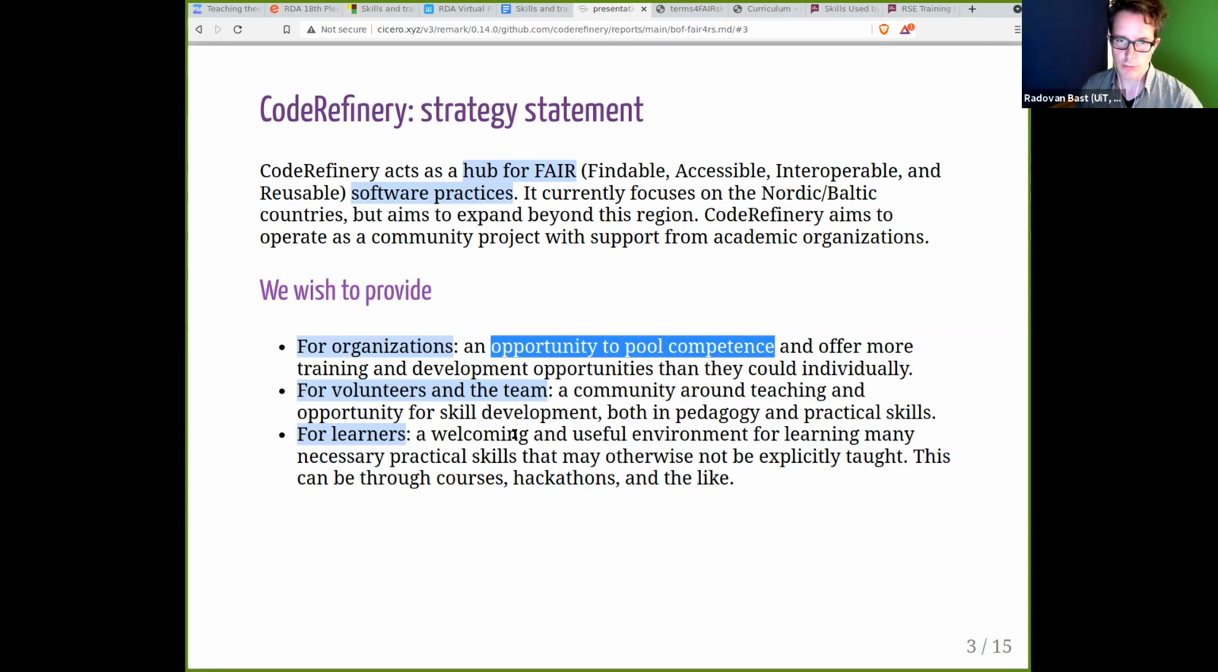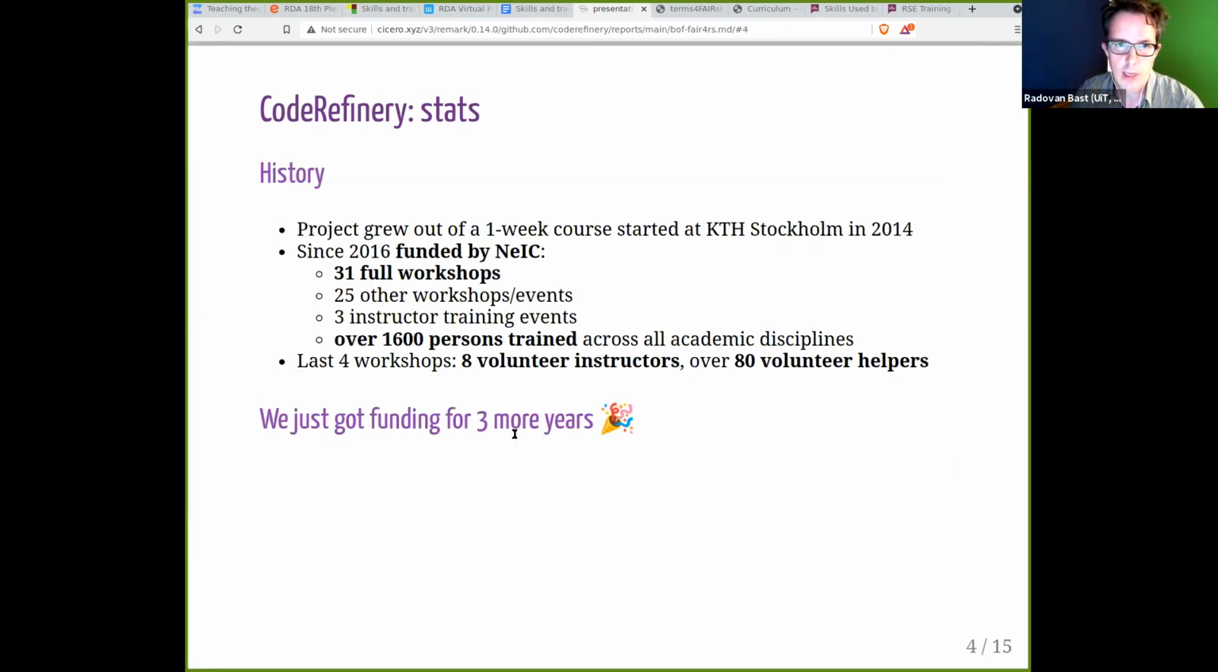What we try to offer to volunteers and teams is a community around teaching and skill development. And for learners, a hopefully welcoming and useful environment for learning many of the skills that are otherwise not part of an academic curriculum, through courses, hackathons, and the like.